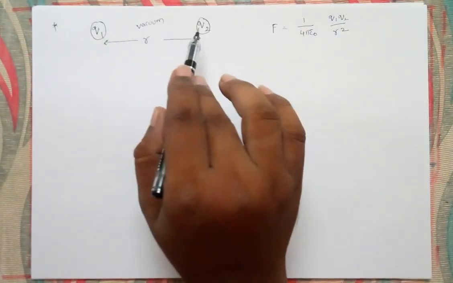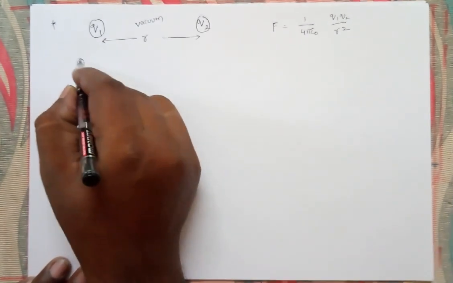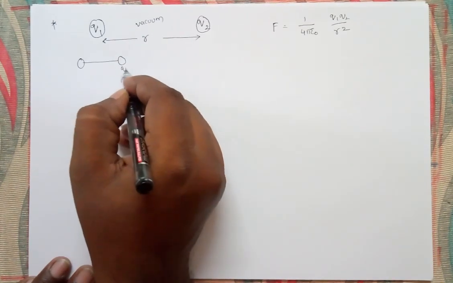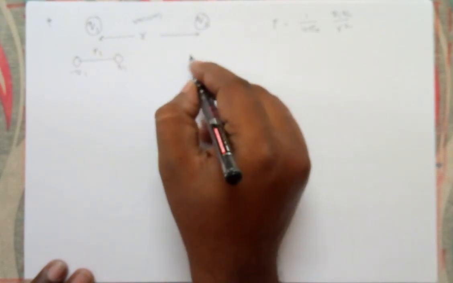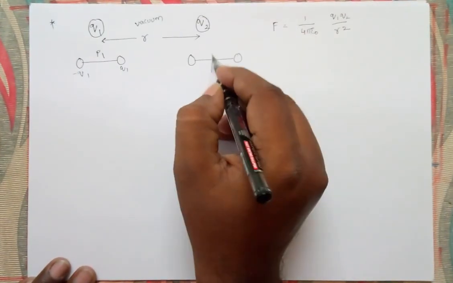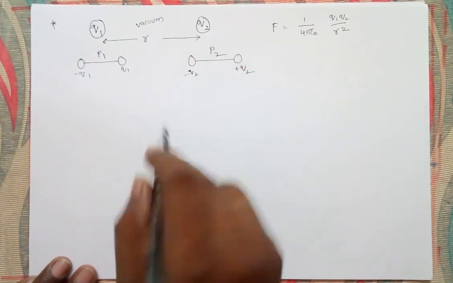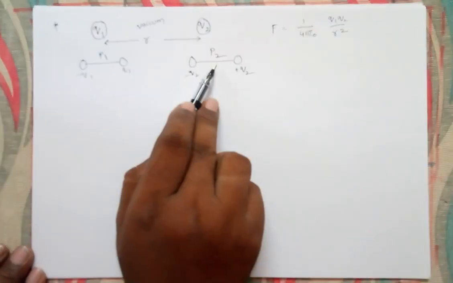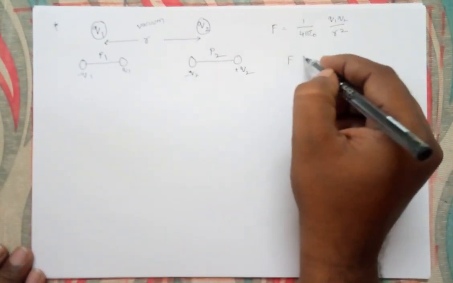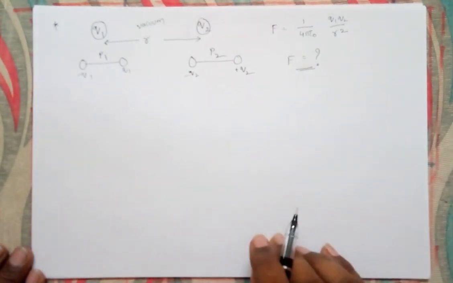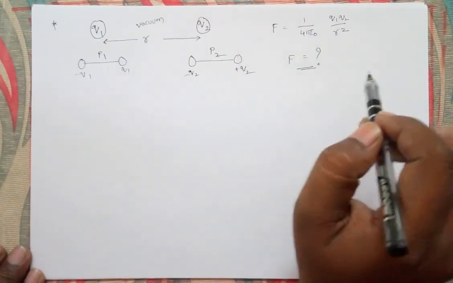Suppose in place of point charges we have dipoles. So two dipoles are there like this. One is Q1, minus Q1, having dipole moment P1. Here Q2, minus Q2, plus Q2, dipole moment is P2. So these are not individual charges, these are dipoles. In between these two dipoles, what is the force? Directly you cannot use the formula Q1 Q2 by R square.